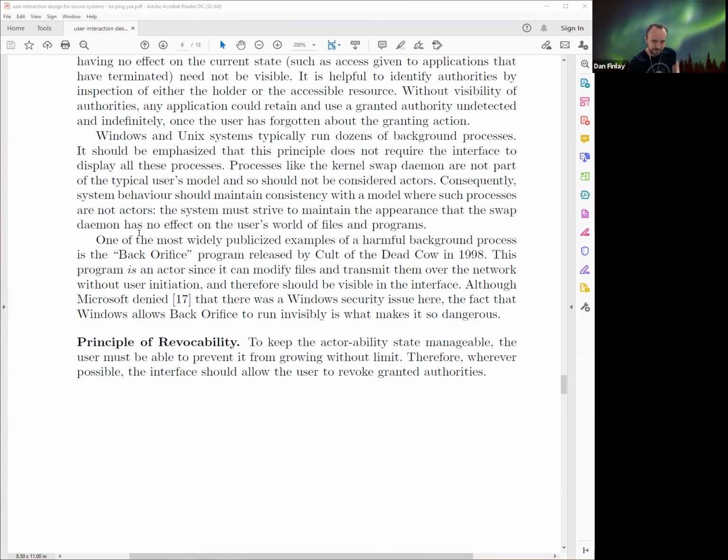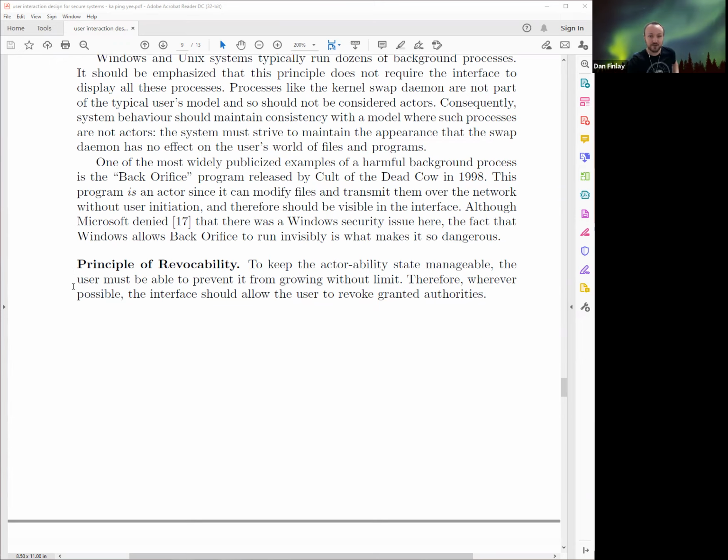files and programs. One of the most widely publicized examples of a harmful background process is the Back Orifice program, released by Cult of the Dead Cow in 1998.